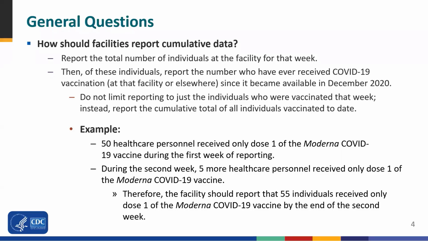So for example, 50 healthcare personnel received only dose 1 of the Moderna COVID-19 vaccine during the first week of reporting. During the second week, 5 more healthcare personnel received only dose 1 of the Moderna COVID-19 vaccine. Therefore, the facility should report that 55 individuals received only dose 1 of the vaccine by the end of the second week.